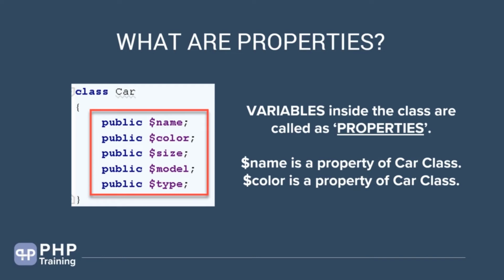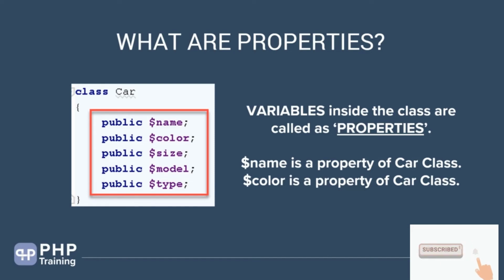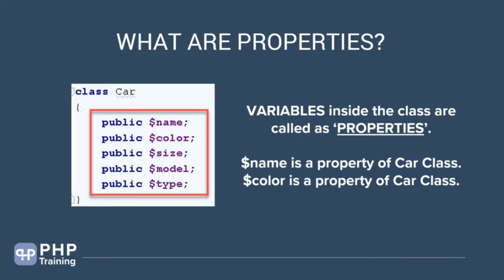And $color is a property of the car class. So these are properties. From here onwards, we will not call it a variable. It is the property of that class. Okay, let's look at methods.